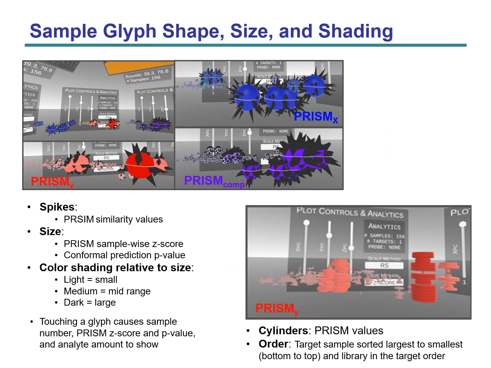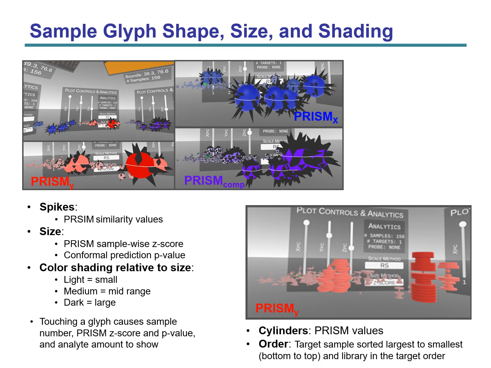So these are our glyphs that you'll see in the video. Like I said, they're balls and spikes, and here are the prism Y glyphs and the prism X glyphs. And then we create a composite prism glyph, that's a composition of both prism X and prism Y. So the spikes are all our prism similarity values.